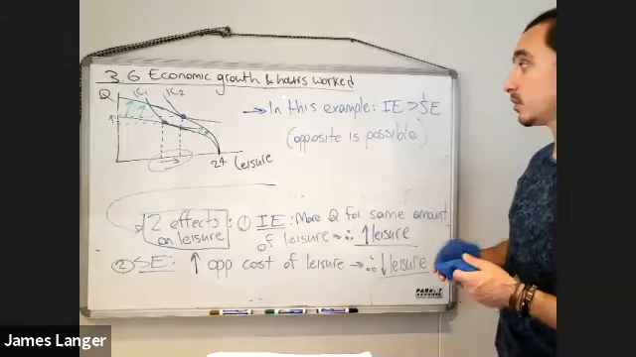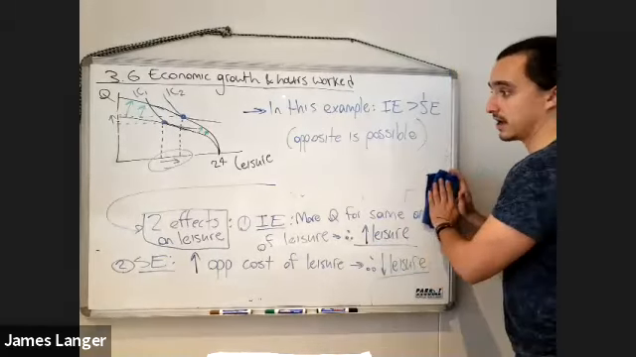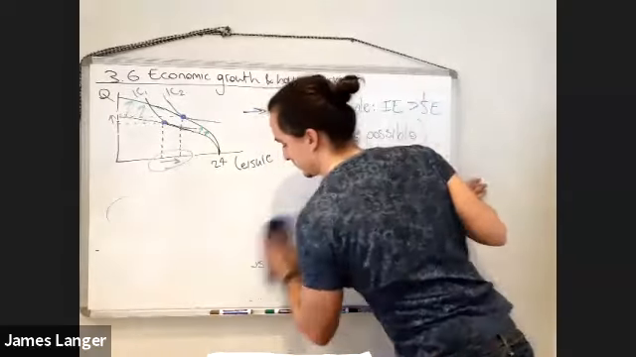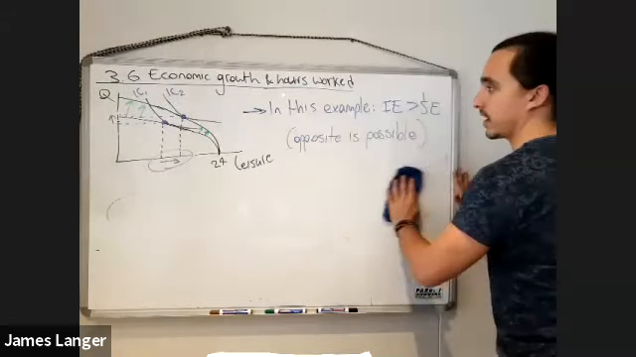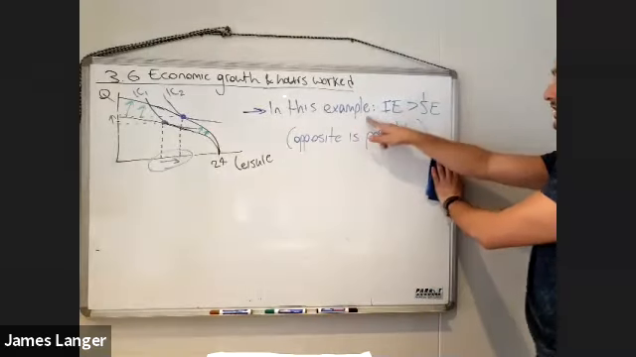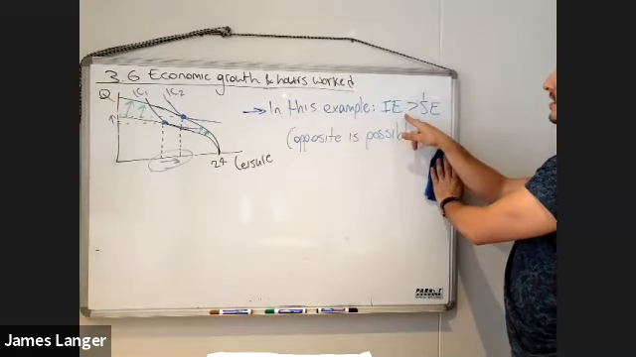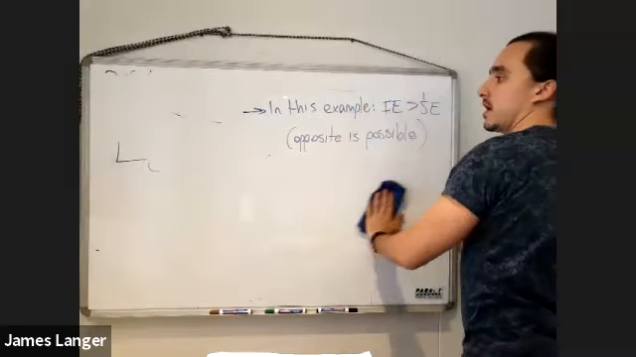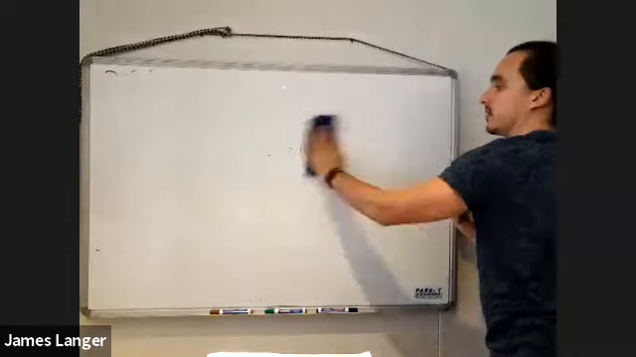Okay, so I'm going to erase the board now. I'm going to erase this stuff first. Okay, so just make sure that you write down that in this example, the income effect is greater than the substitution effect. All right. And there we go.